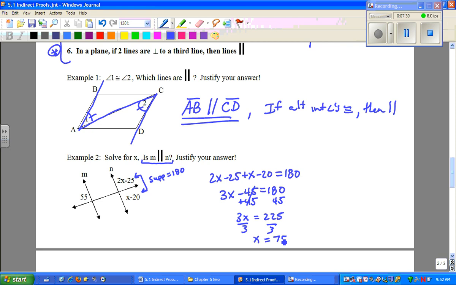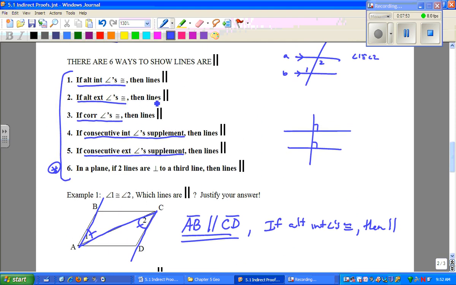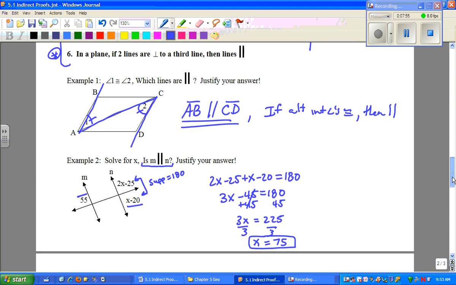All right, now we need to justify our answer, if these are parallel or not. So we know x is 75. That would get you about a couple points, 2 out of the 3. But now are they parallel? Well, what do we know? We know that this angle and this angle would be alternating exterior. So to be alternating exterior, what does it say? Alternating exterior need to be congruent before lines are parallel.